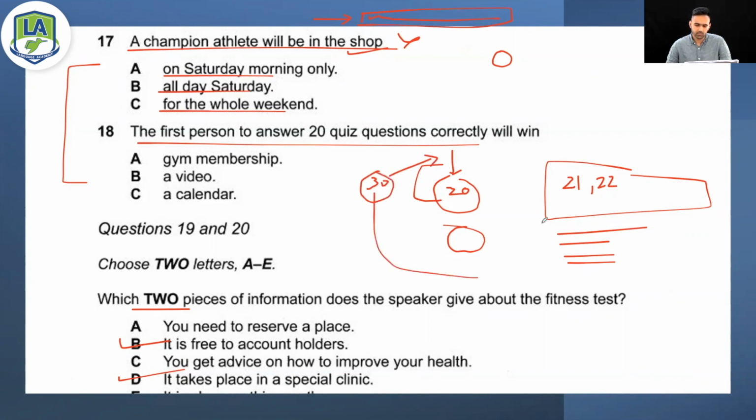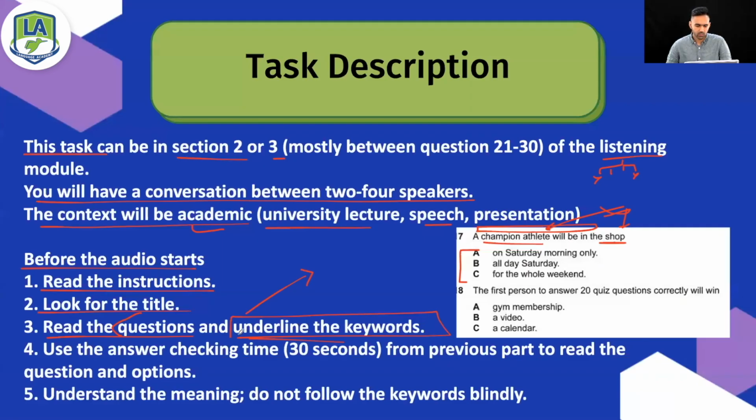Use these 30 seconds to go through the options in section 3. That way you'll have more time and you'll be able to go through the options in a better manner and thoroughly. So use the 30 seconds checking time from the previous part to read the questions and options.